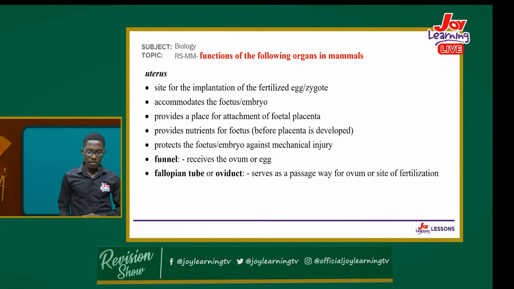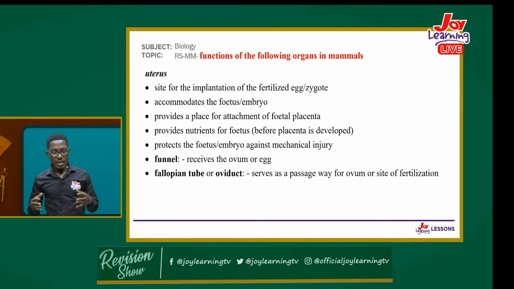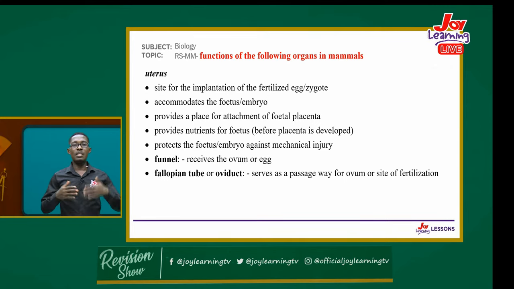Now, what is the function of the uterus? It's where the fertilized egg gets implanted and develops. So first, it is for implantation. Second, that's where it houses the embryo or the fetus. Then when we get to development, we see how the placenta is made and all the four embryonic membranes are found around it. The same uterus at a stage will provide food till the placenta is formed. Then it protects the embryo from mechanical injury.